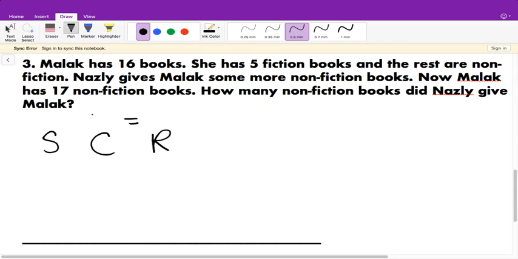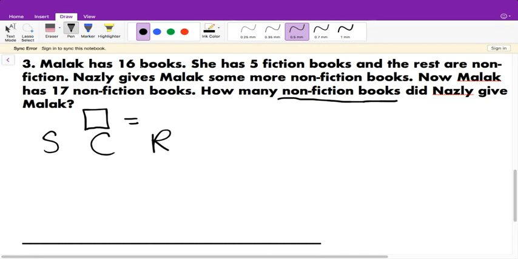Now, how many nonfiction books did Nasli give Malik? If we're giving, we know that's the change, so we're going to put the box for change. Now let's look for a start and for a result. Malik has 16 books. Should I write 16 here for the start? No, I shouldn't. Because the question is asking how many nonfiction books. So we're looking for a specific type of books. And here, 16 is all of her books all together. So I can't write 16 for the start.